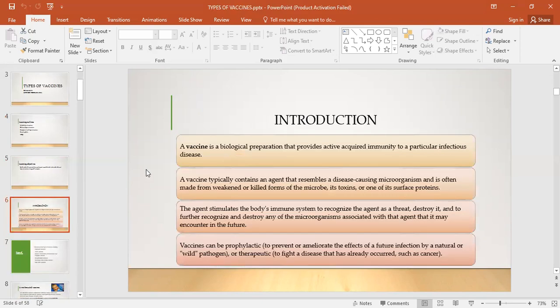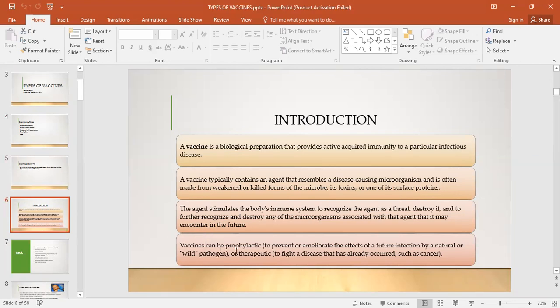A vaccine is a biological preparation that provides active acquired immunity to a particular infectious disease. A vaccine typically contains an agent that resembles a disease-causing microorganism and is often made from a weakened or killed form of the microbe, toxin, or one of its surface proteins. The agent stimulates the body's immune system to recognize the agent as a threat, destroy it, and to further recognize and destroy any of the microorganisms associated with that agent that it may encounter in the future.